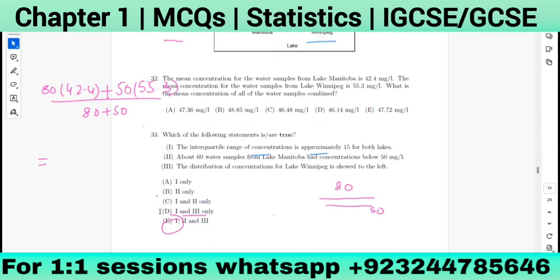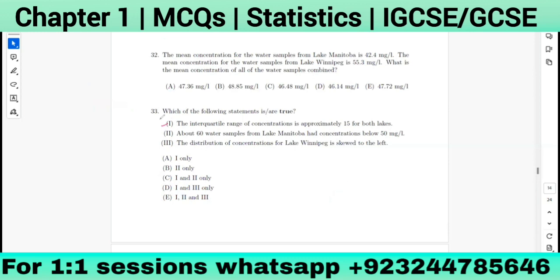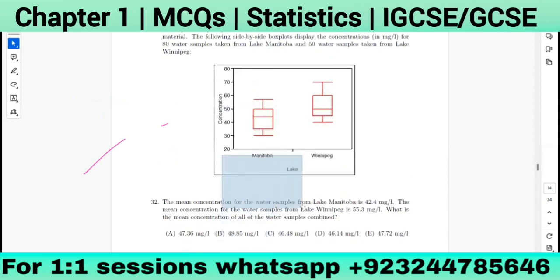Which of the following statements are true? The interquartile range of concentration is approximately 15 for both the lakes. Okay, they're saying the interquartile range for the concentration is approximately 15 for both the lakes. So let's check this, the interquartile range. So for the interquartile range of Manitoba, this is median, this is Q3, this is Q1. So Q3 is 50 minus Q1 is 35.